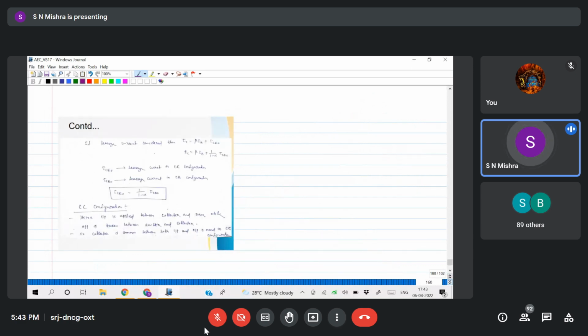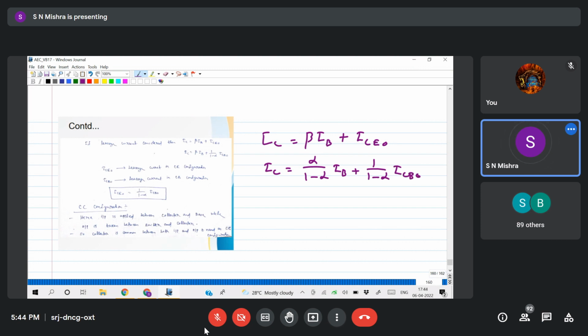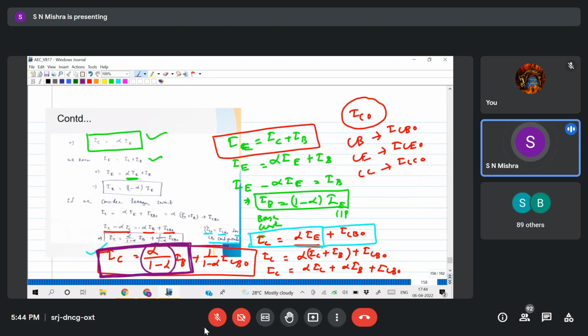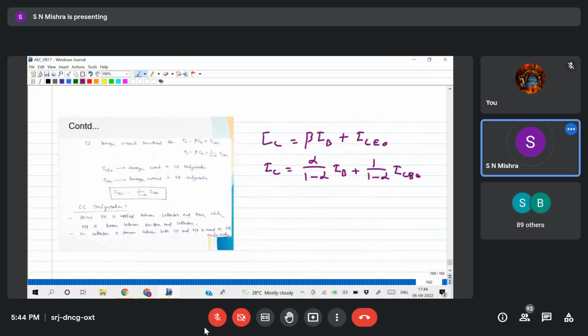Now if you consider leakage current, then IC equals beta IB plus leakage current. So leakage current I'll write here as ICEO. As I told you, for common emitter it is ICEO. Now to compare, IC equals alpha by 1 minus alpha into IB plus 1 by 1 minus alpha into ICBO. We derived this entire equation in the previous case, so here I have written the same thing.